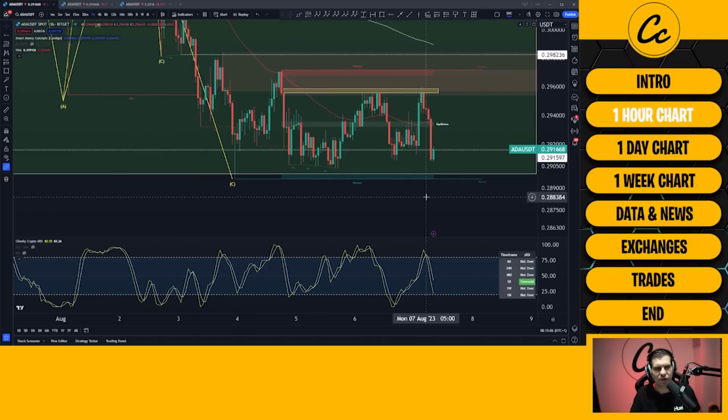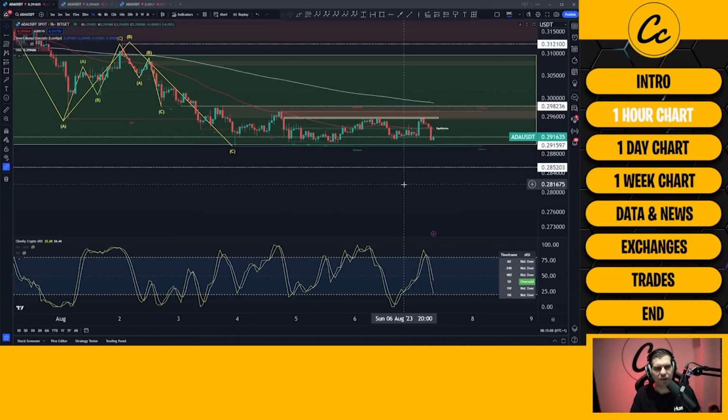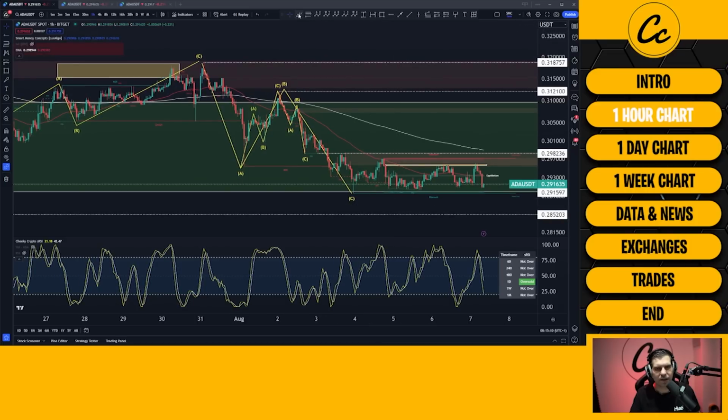Now, looking at the structure for Cardano, we are in a bearish structure on this 1 hour time frame. You can see here we had a change of character from a bullish state of play into a bearish state of play. We got this confirmed over here, so we know that we are in fact confirmed bearish right now.